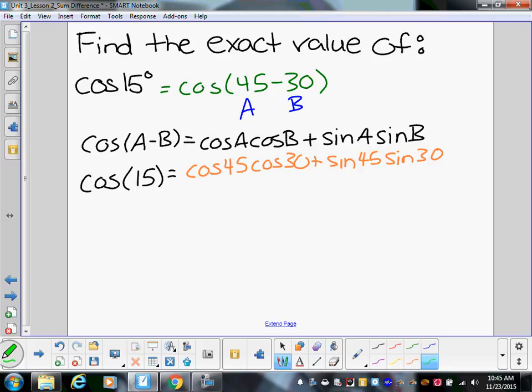Say that again. I didn't know it's not equals 45 and 30. Well, I just plugged it in. The formula is cosine cosine plus sine sine, so I'm using the angles. I can just see that A is 45 and B is 30.